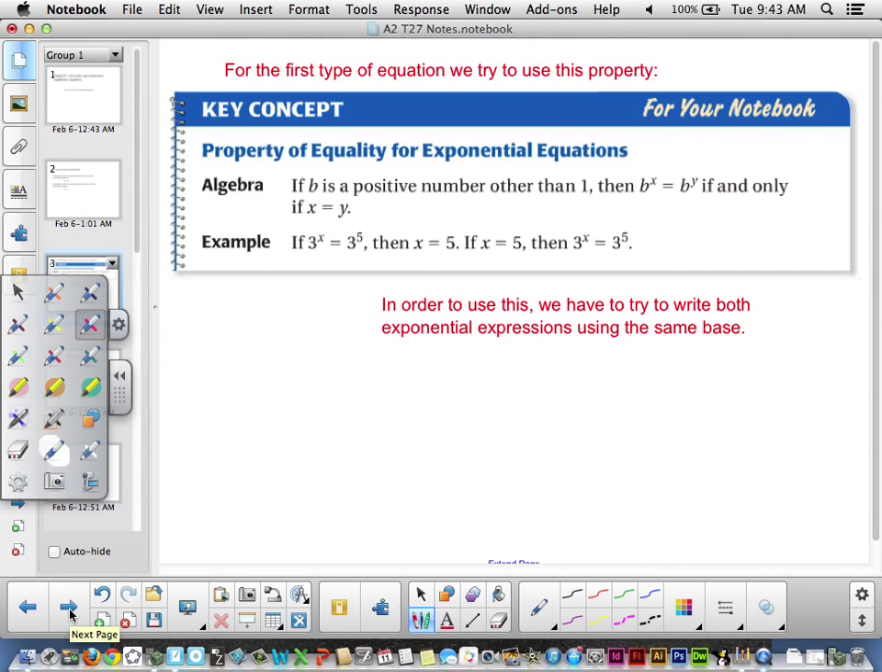Basically our theorem is, if we have b to the x equals b to the y, the bases are the same. If the bases are the same, in order for the equation to be true, so must the exponents. So if b to the x equals b to the y, since the bases are the same, x must equal y. Or in this case, 3 to the x equals 3 to the fifth, therefore x equals 5. So let's try that a couple times.